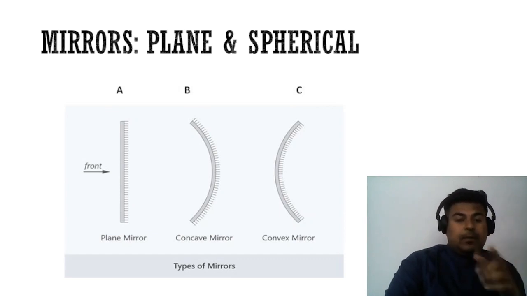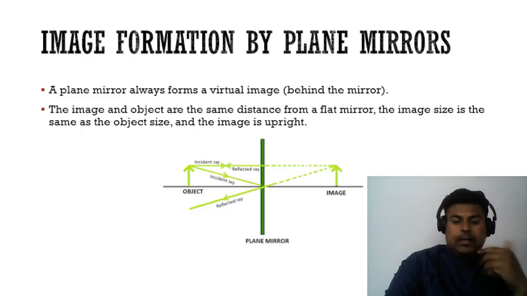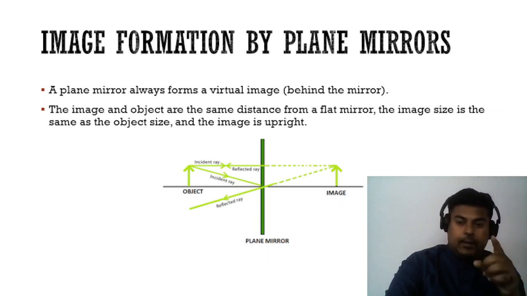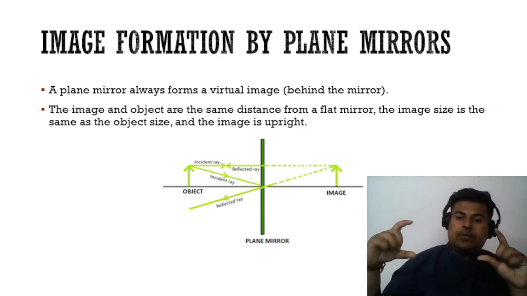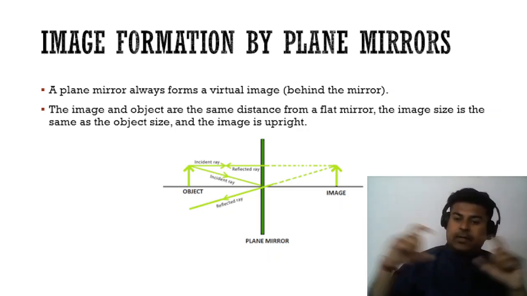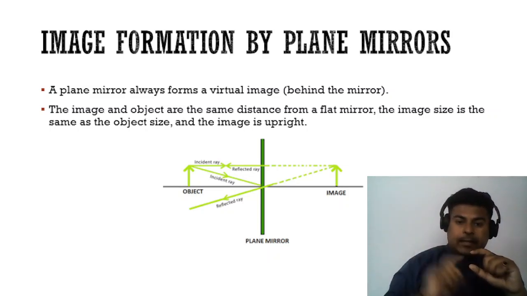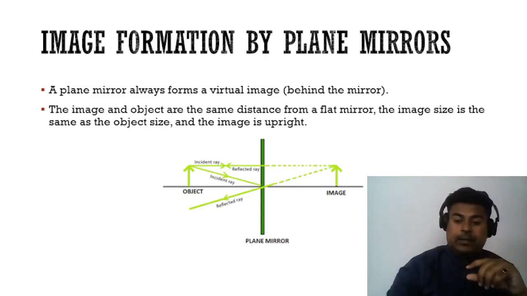So the mirrors can be of two types, plane or spherical. Images in the case of plane mirrors can be virtual in nature, and if it is a flat mirror, the size of the image and the size of the object will be the same and equidistant from the plane mirror, and the image is upright but laterally inverted.